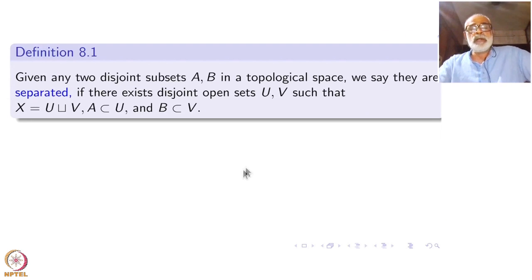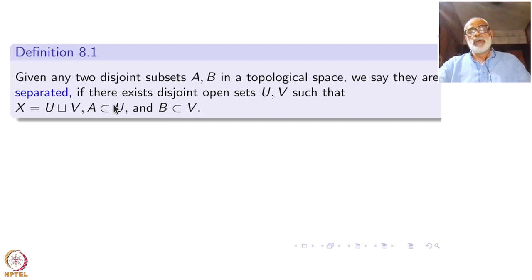So let us begin with the definition here. Given any two disjoint subsets A and B in a topological space X, we say they are separated if there exist disjoint open sets U and V such that X is the union of U and V, both U and V being disjoint, so that is why I have written the disjoint union symbol here. A is contained inside U and B is contained inside V. After that, you can assume both U and V are open or both are closed. It is the same thing. The term I am going to use is that A and B are separated subsets of X. Of course, to be separated, first of all, they have to be disjoint.